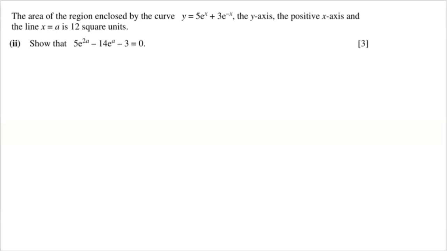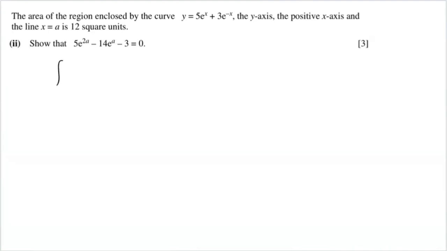The area of the region enclosed by the curve, the y-axis, the positive x-axis, and the line x equals a is 12 square units. Now, understanding what it looks like, you've got some curve, I mean, whatever way that is, y-axis, x-axis, and the line x equals a. I'm just making this up. So the limits of integration for this will be 0 to a, since they are saying the area. So I know it has to be a definite integration question.